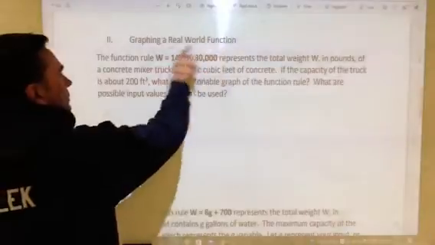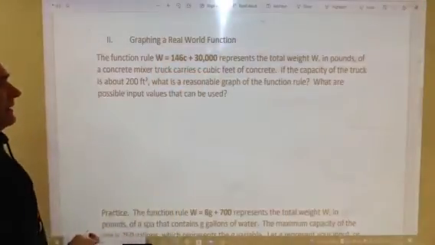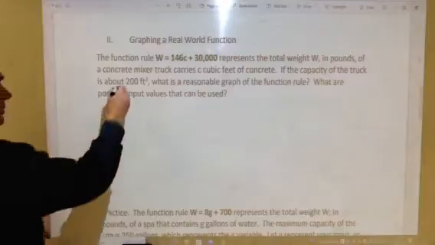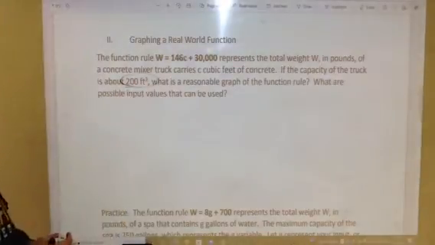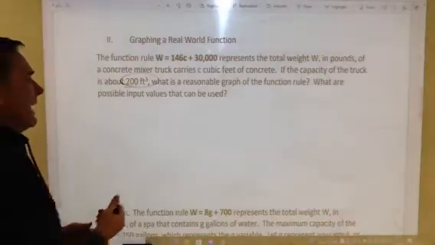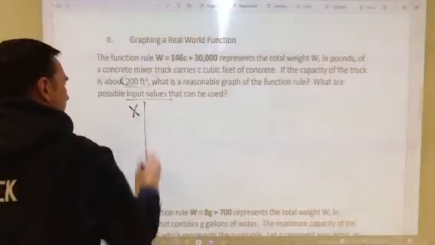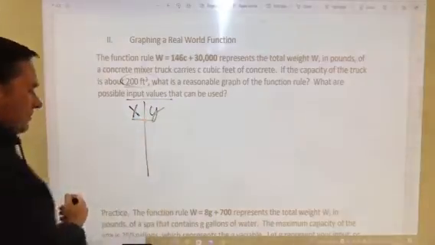So we start off with this equation, and it says the capacity of the truck is about 200 feet cubed. What is a reasonable graph of the function rule? What are the possible input values that can be used? So let's think about this.